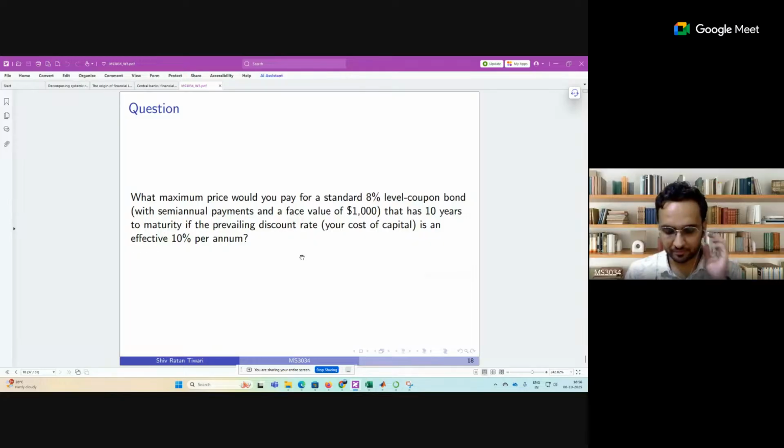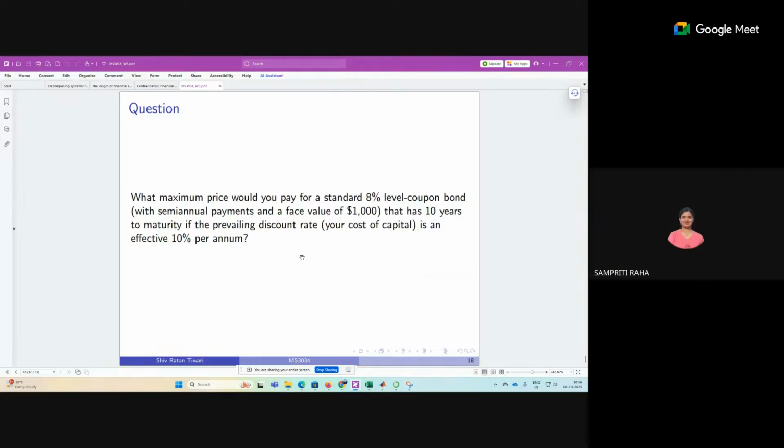Sir, for the IRR questions, I understood the concept, but while solving the questions I'm finding it a bit difficult. Is there any other resource, maybe some more questions which I can practice? Because I feel that if the more complex IRR questions come up in the quiz, then I might face problems.